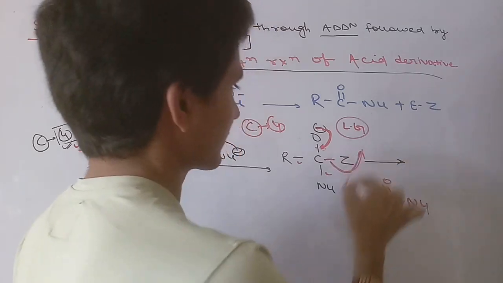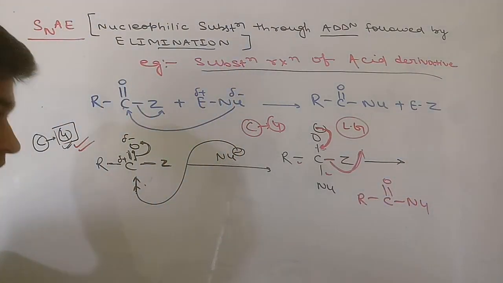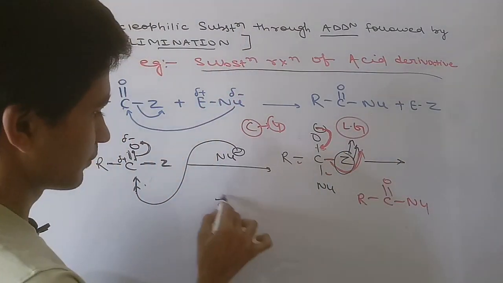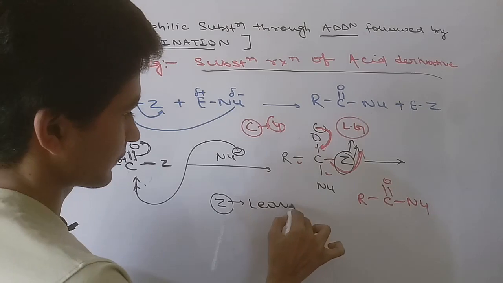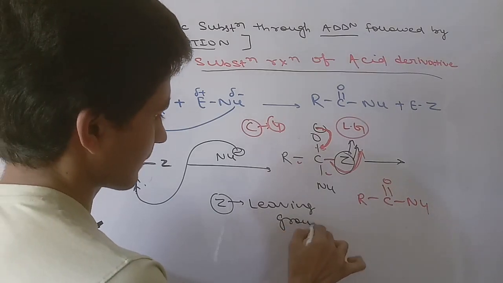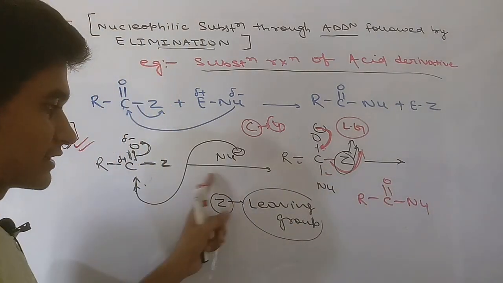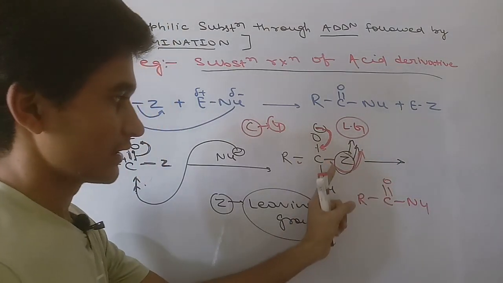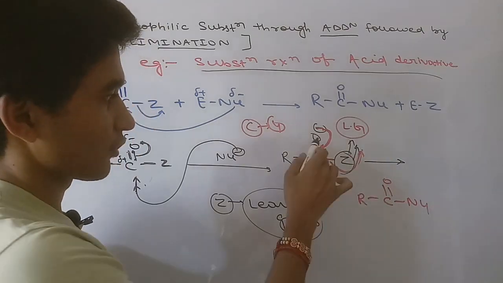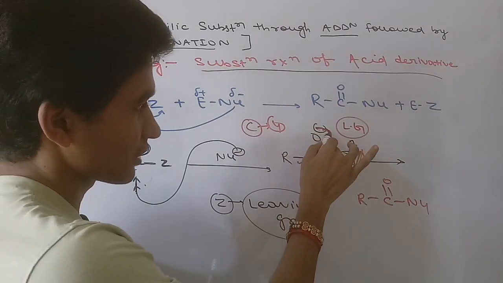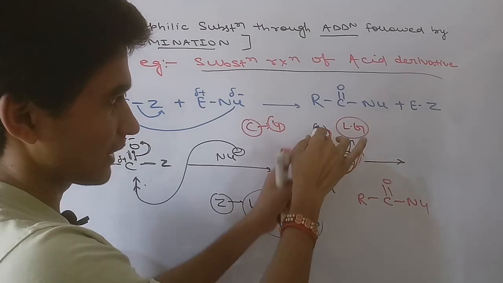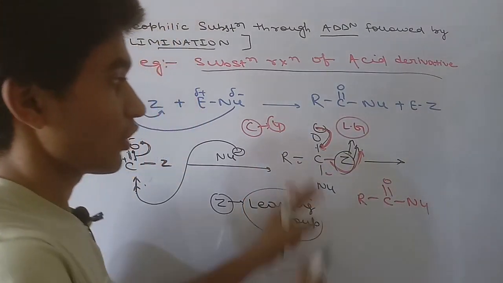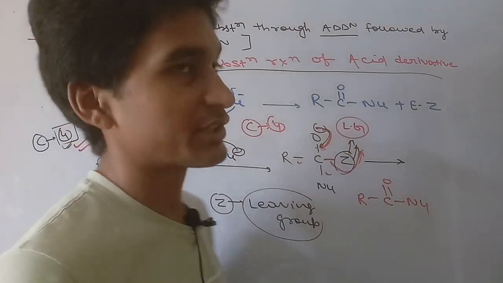This Z group is removed. Mind it, this Z group must be a leaving group. Until and unless Z is a leaving group, Z is not going to leave this bond, and if Z is not going to leave this bond, then oxygen has a negative charge. Oxygen will not make that bond by removing its charge. Oxygen is not able to remove its charge, so oxygen has to find another way to remove its charge.